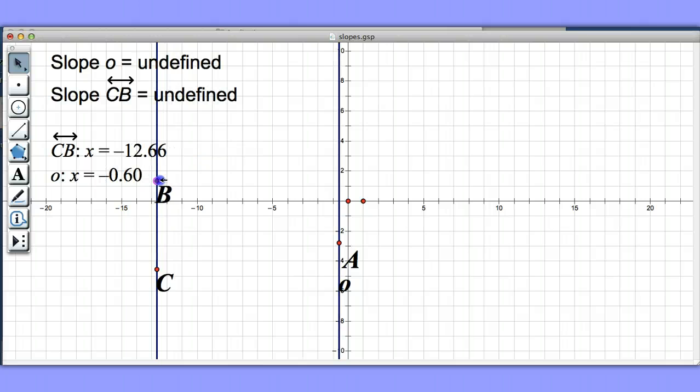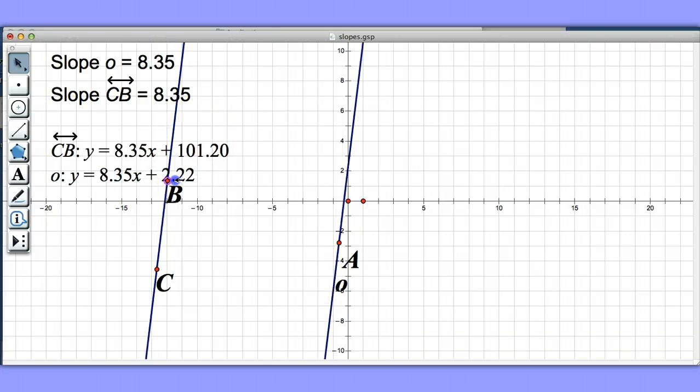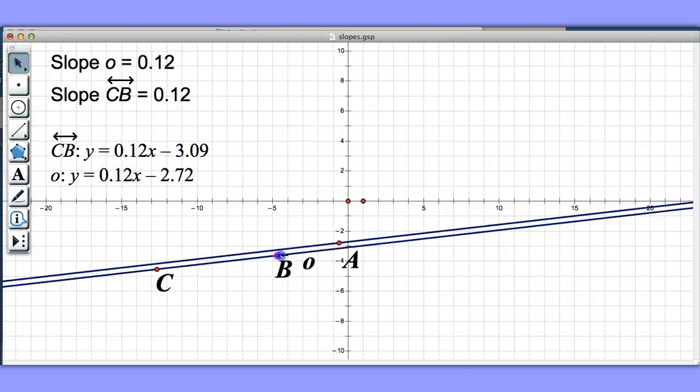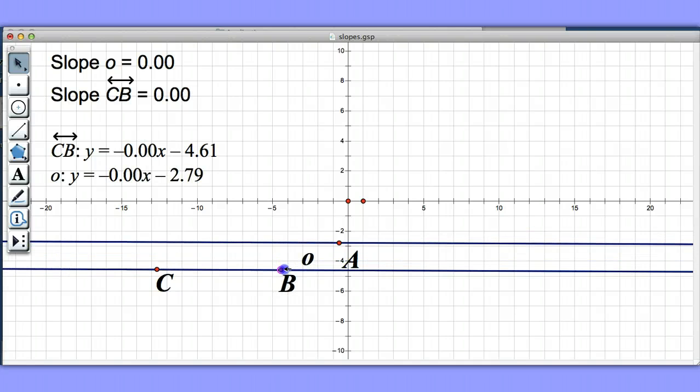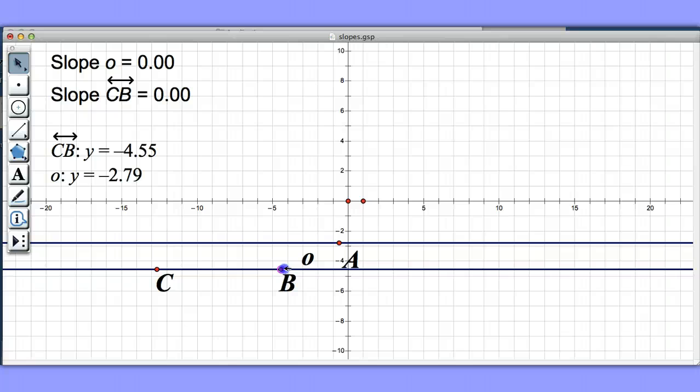Let's see what happens if we make this a vertical line. Notice we no longer have y in our equation. A vertical line has the equation x equals whatever the x-coordinate is, and the slope is undefined. And if we make this a horizontal line, the slope is 0. Now I know it doesn't look like the slope is 0. There we go. The slope is 0, and we have the line y equals the y-intercept.